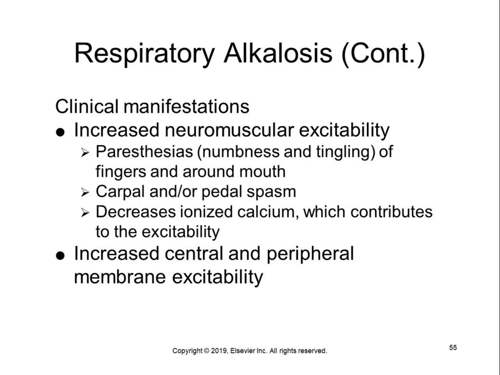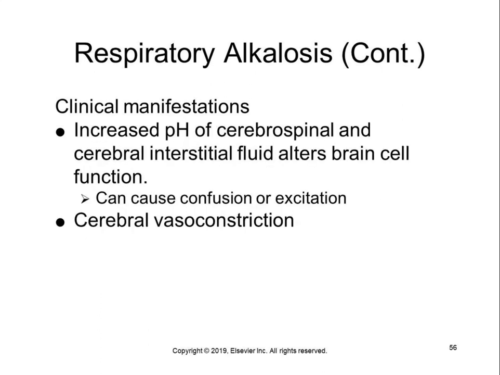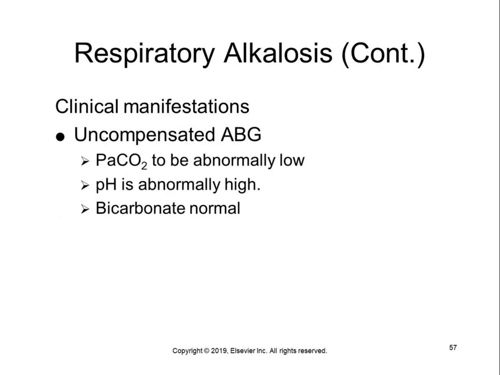paresthesia, carpal and pedal spasms, decreased ionized calcium, which contributes to the excitability, increased central and peripheral membrane excitability. Increased pH of cerebrospinal fluid and cerebral interstitial fluid, altered brain cell function, can cause confusion or excitation, cerebral vasoconstriction. In uncompensated ABG, PaCO2 is abnormally low, pH is abnormally high, and bicarbonate is normal.